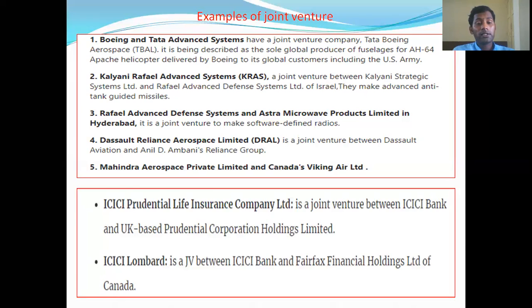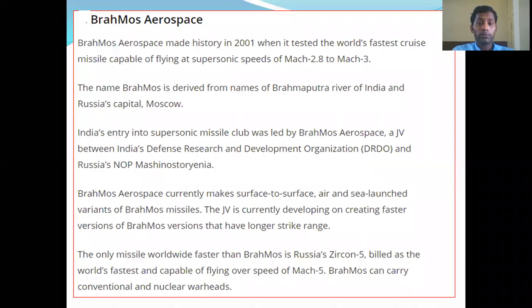It's all about our defense system. That is BrahMos Aerospace. BrahMos is one of the fastest supersonic missiles in our army, with a speed of Mach 2.8 to Mach 3. The name BrahMos is derived from the names of the Brahmaputra River of India and Russia's capital Moscow. Brahmaputra plus Moscow, that is BrahMos.